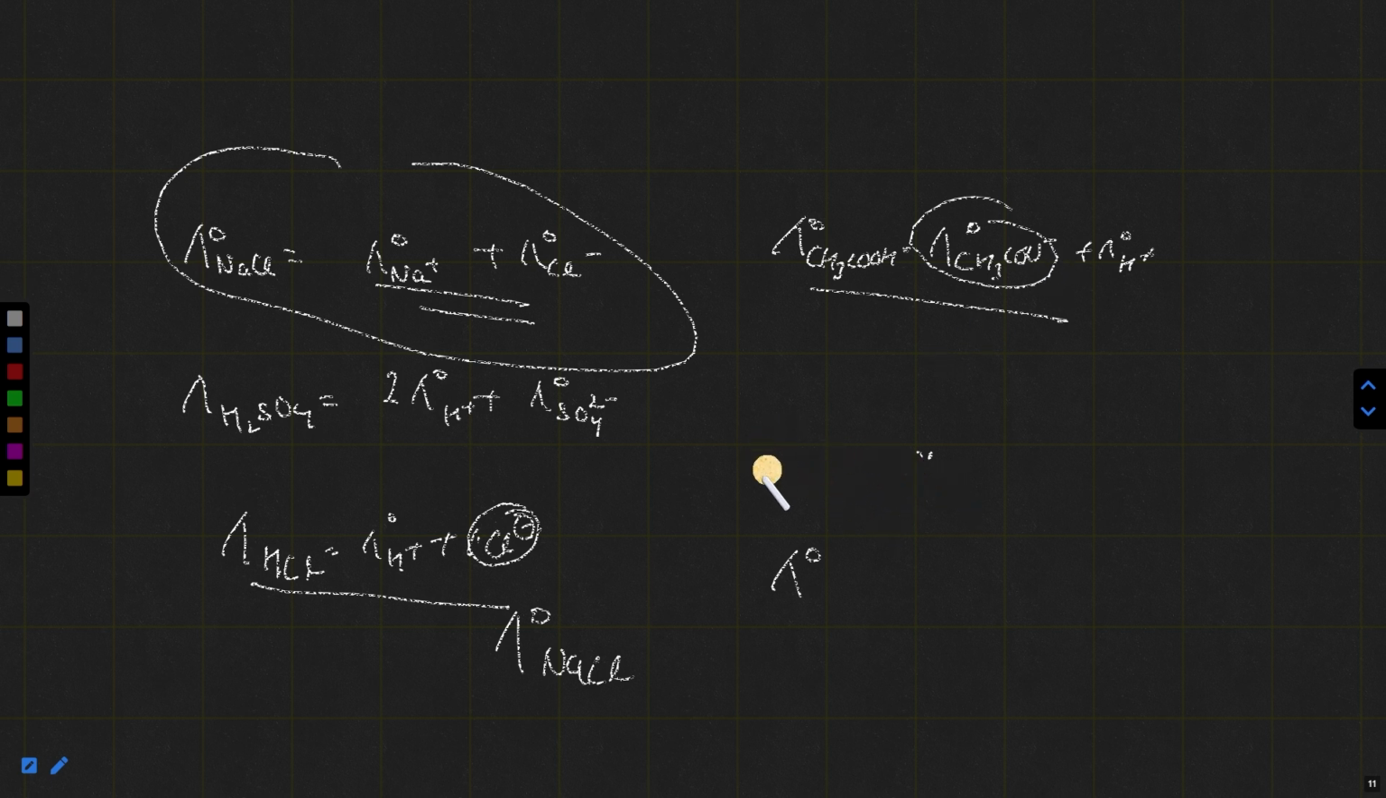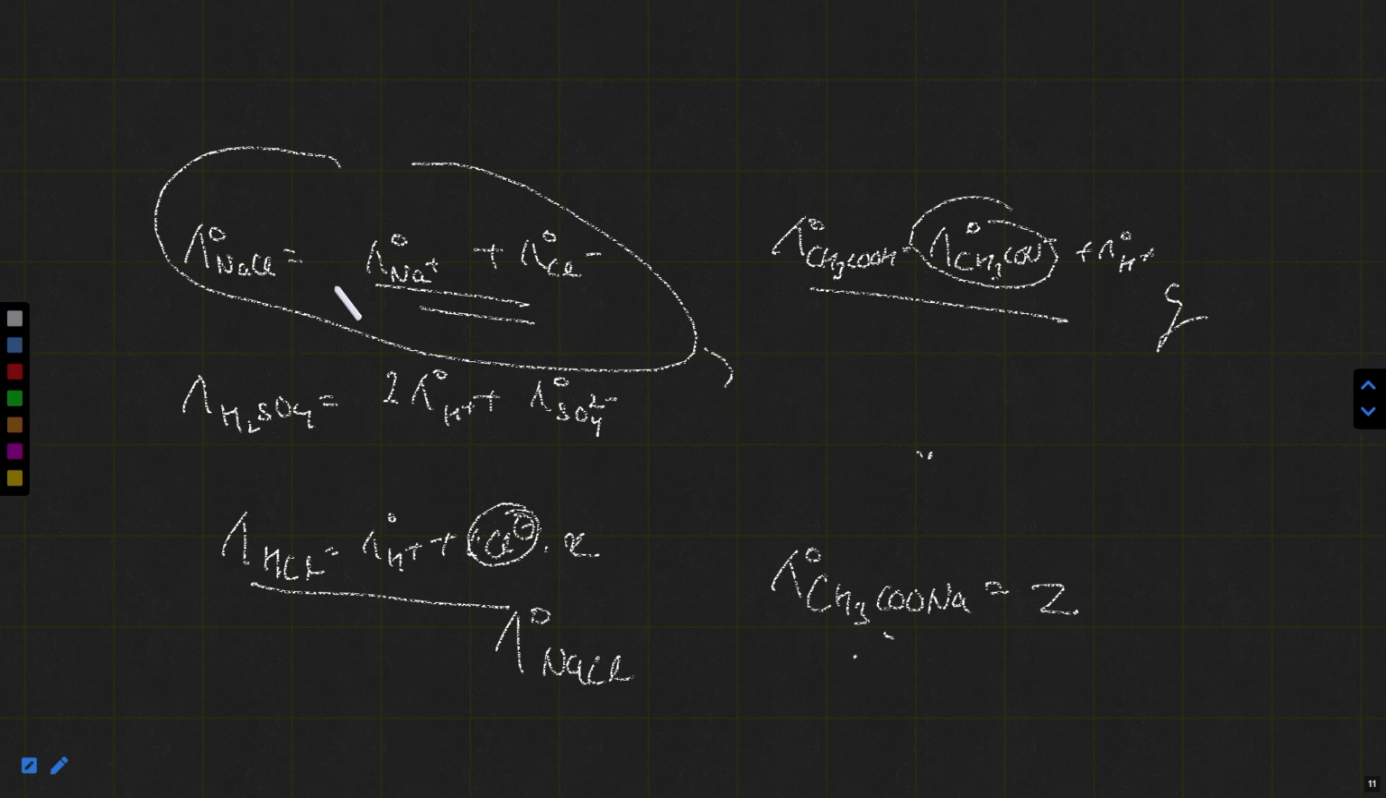So suppose we are given, in a whole, CH3COONa. Its value is also given. Suppose this is X, this is Y, and this is equal to Z. So what don't we need? We do not need this H plus, but we do need this Cl minus and this Na plus. So we will add this and this and subtract this one. Very easy. Add this and this and subtract this one. If you do so, you will get your value for lambda naught NaCl.